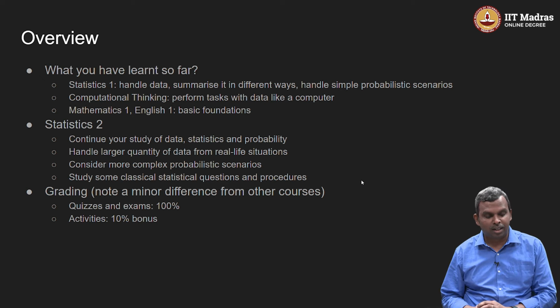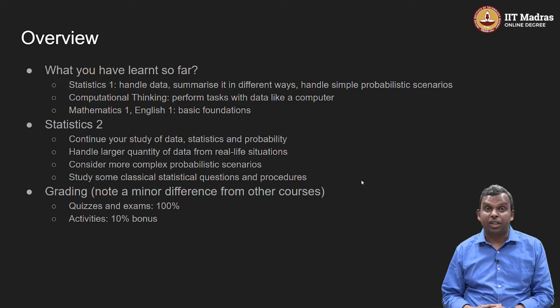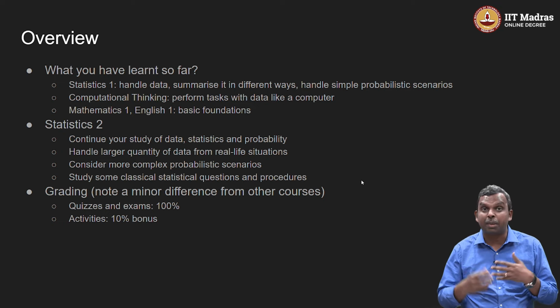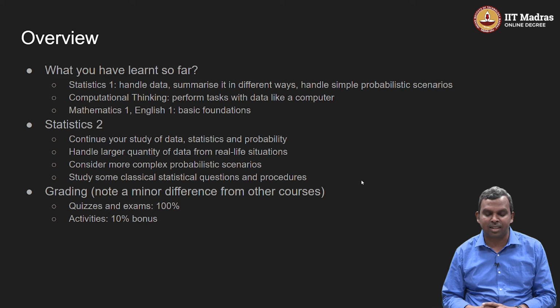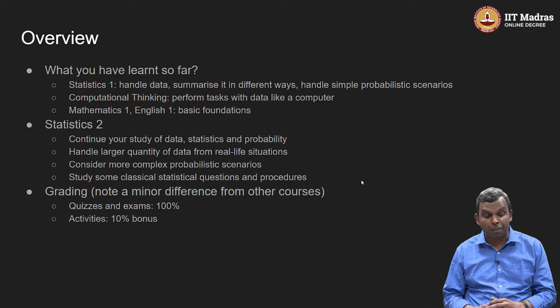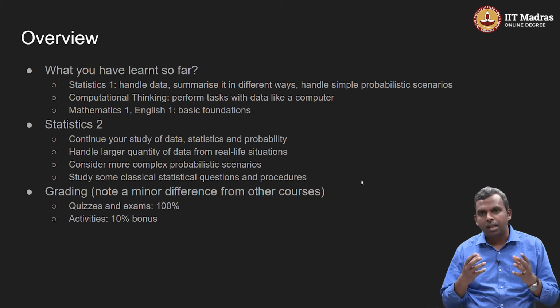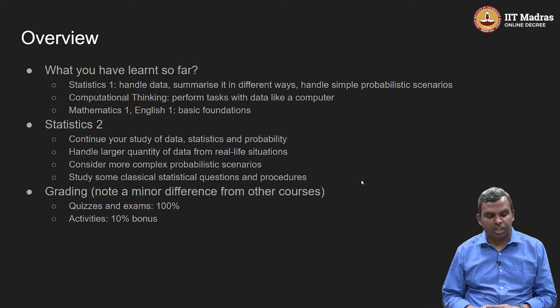Hopefully you've learned the previous 3 or 4 courses that come in the first part of the foundational program, which is Statistics 1, where you learn to handle data, summarize in different ways, look at some summary statistics, and handle some simple probabilistic scenarios. And you were introduced to this in your first course. And of course, there were other courses, computational thinking, mathematics, English, etc. I don't want to say too much about it. So now we're jumping into Statistics 2. So this is sort of like an important course which is going to connect a lot of things for you.